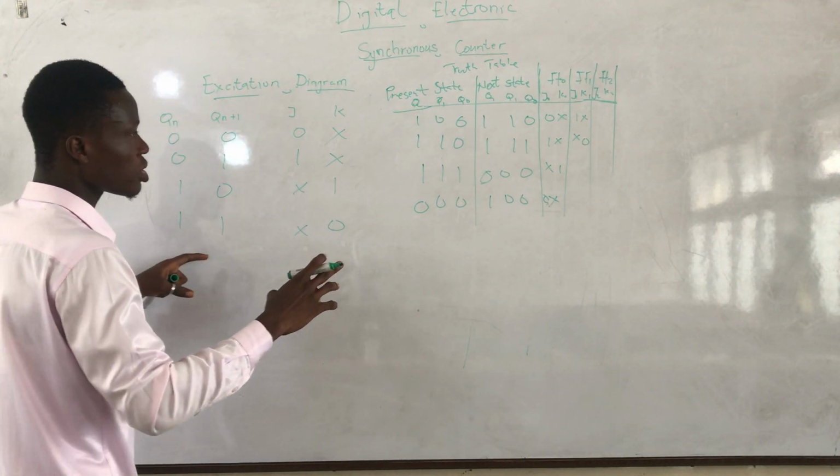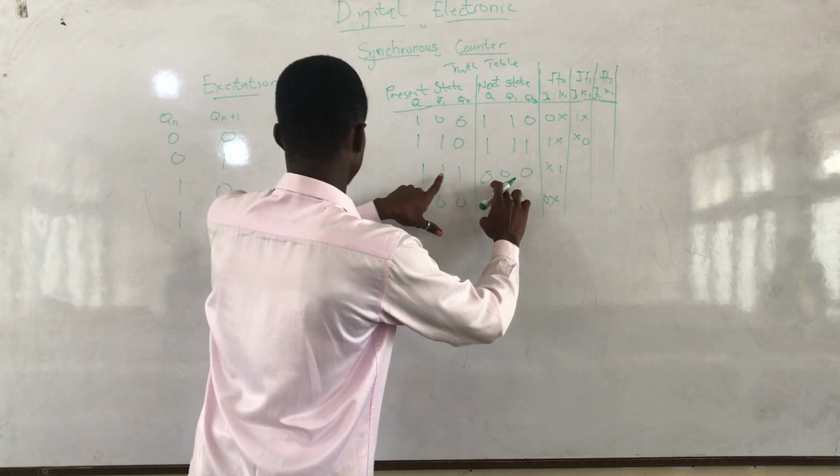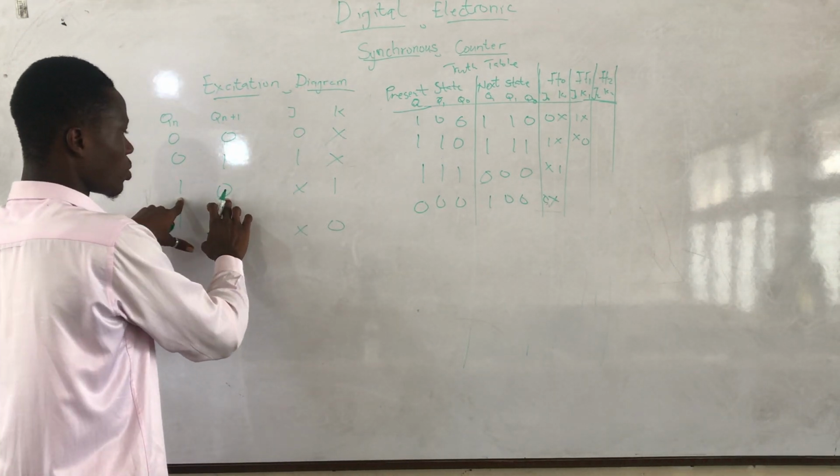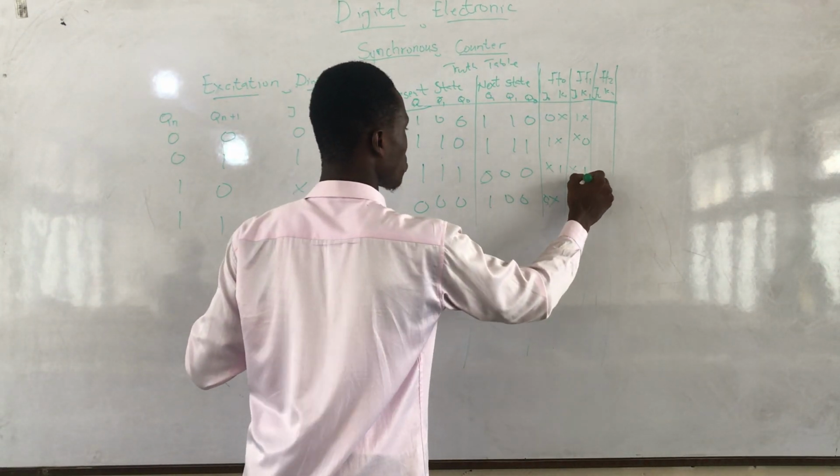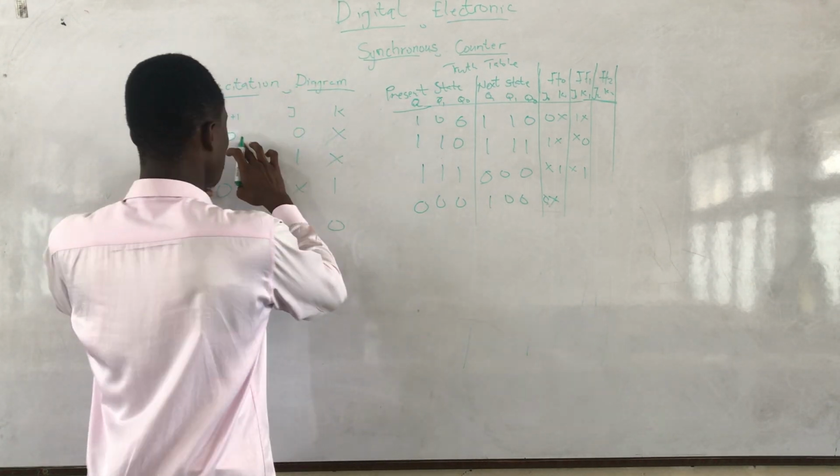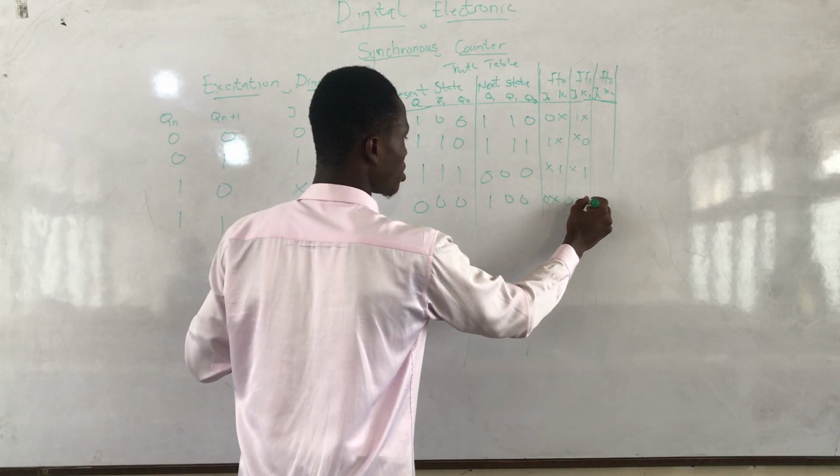Okay. So continuing, you are having 1 0. This 1 0 is x1. You are having 0 0. 0 0 is 0x.